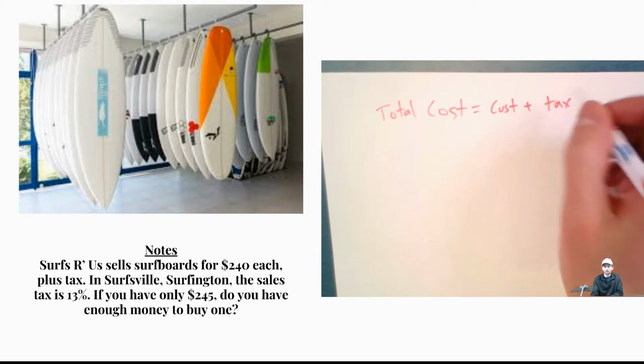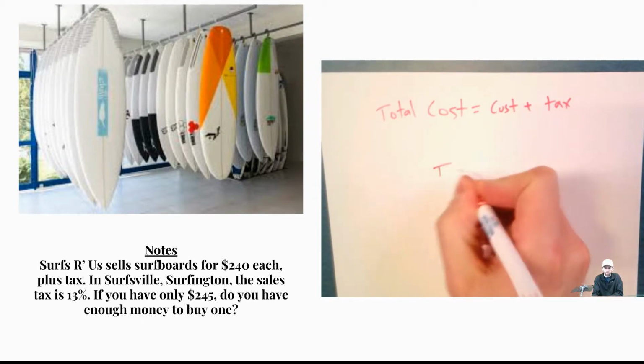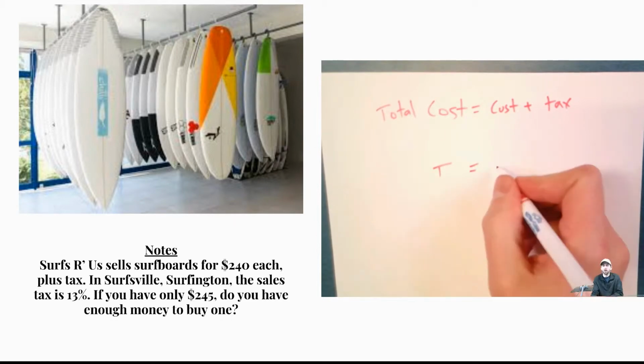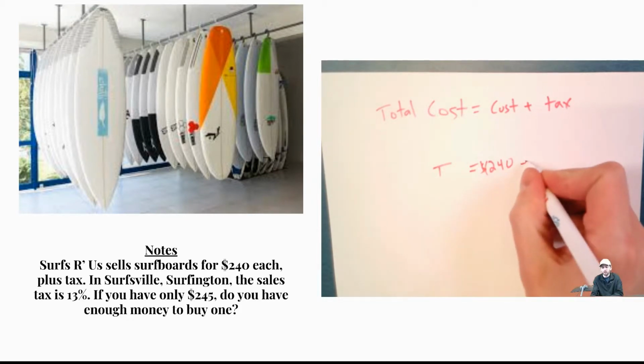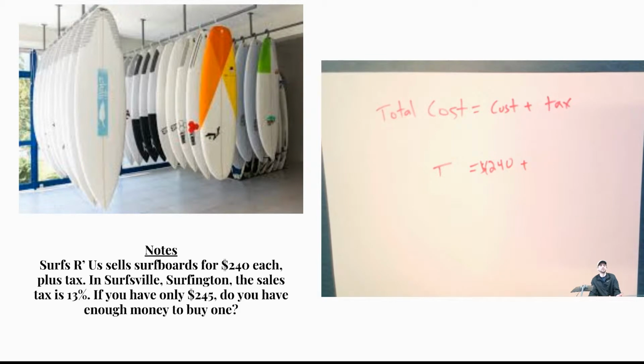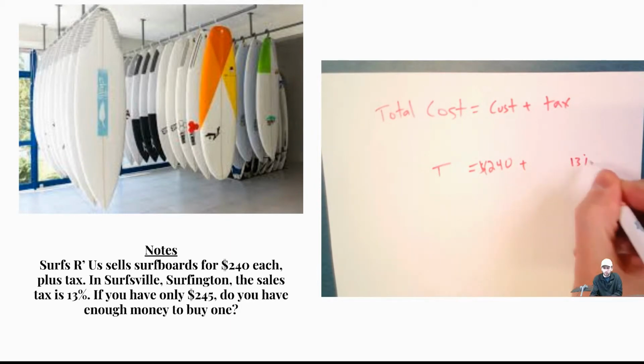So our tax is going to, we're writing this all down. We know the total cost, I'm just going to write T for total cost, is going to be my cost, which is $240 for a surfboard. Yep, $240. Plus, now the tax. How do we figure out what the tax is? Well, I know the tax rate is 13%. So we're going to write that down, 13%.